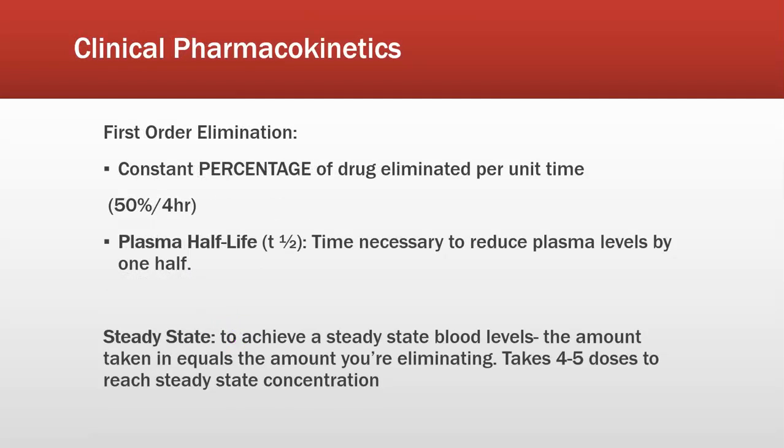Okay, so we talk about first order elimination. There's a constant percentage of drug eliminated per unit of time, or about 50% of the drug is eliminated about every 4 hours. So the plasma half-life is T 1/2, which is the time necessary to reduce plasma levels by 1/2. To achieve steady state blood levels, the amount taken in equals the amount you're eliminating. And it takes about 4 to 5 doses to reach a steady state concentration.